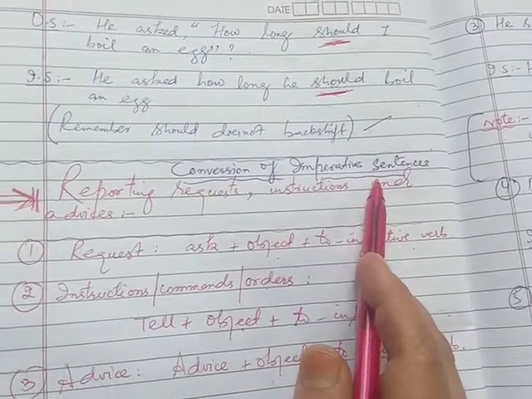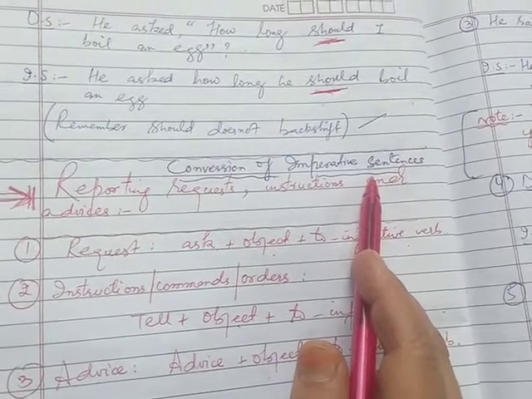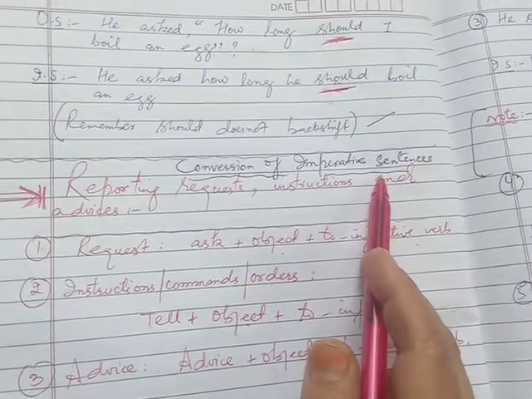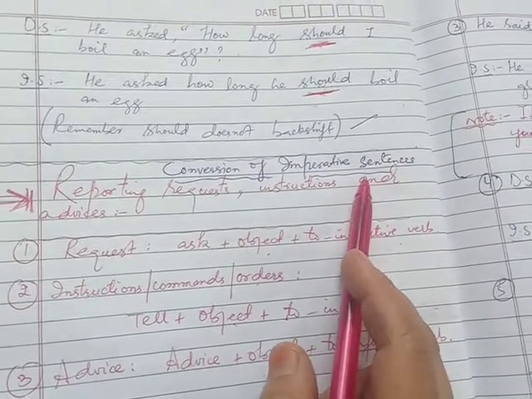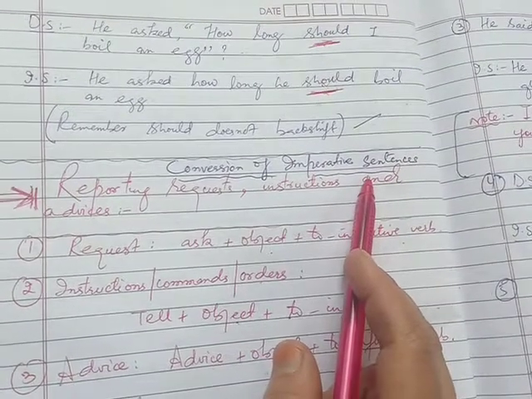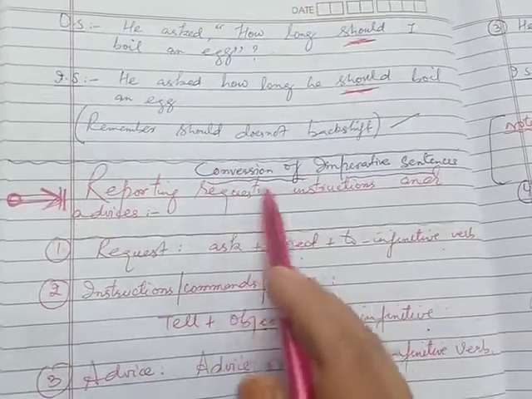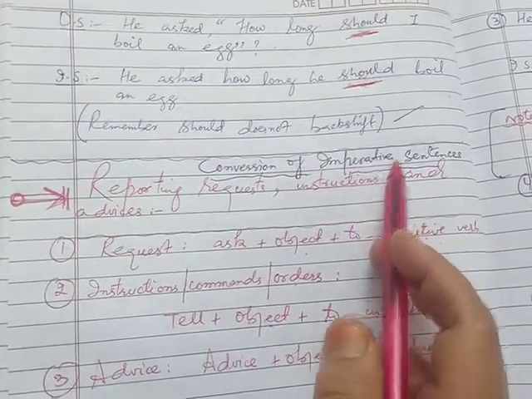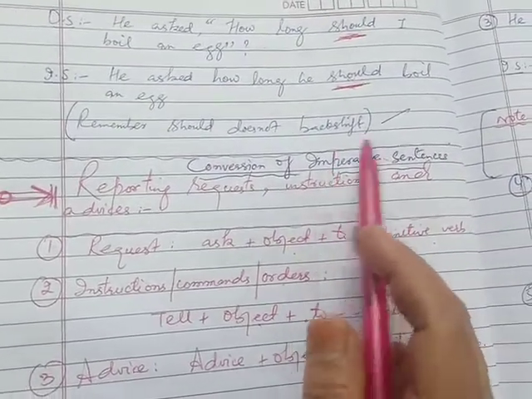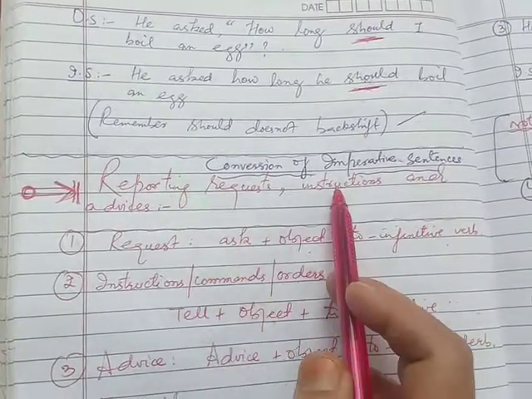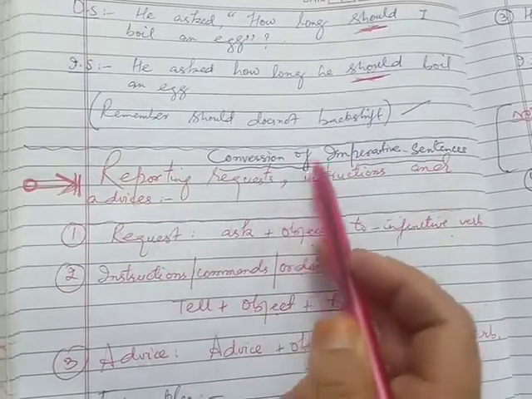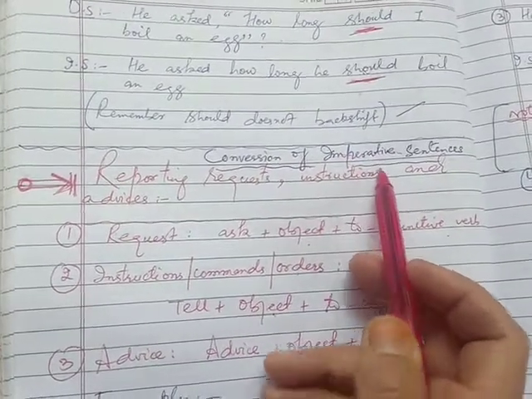First of all, I will tell you what an imperative sentence is. Dear students, an imperative sentence is a sentence that expresses a command or entreaty. That's called an imperative sentence. My dear students, I will tell you certain rules for how we can convert imperative sentences from direct speech into indirect speech. Or we can say, reporting requests, instructions and advices all come under imperative sentences.